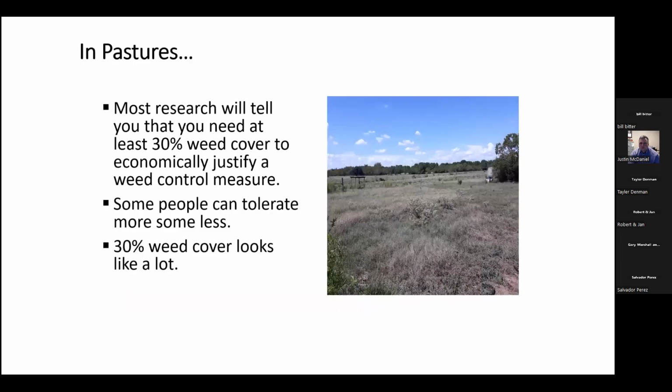So a pasture example of this would be, a lot of the research that's out there is going to tell you about 30% weed cover is what you see to economically justify a weed control measure. Depending on the stocking rates and that kind of stuff, some people can tolerate more weeds, some people can't tolerate quite as much. It just depends on the situation. One important note is 30% weed cover is quite a bit, though, for sure. Again, that's just a rule of thumb value.